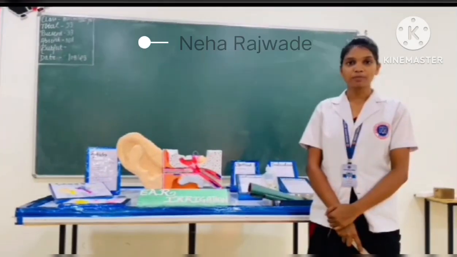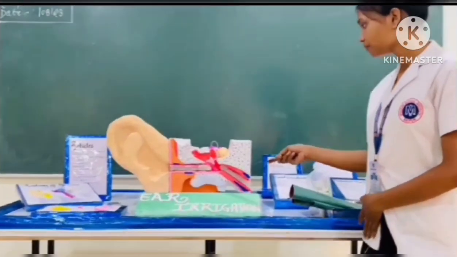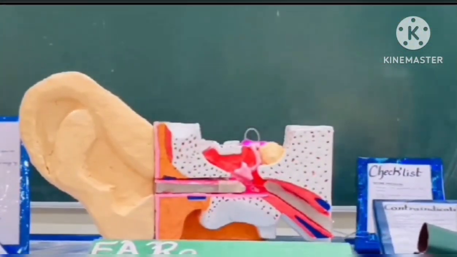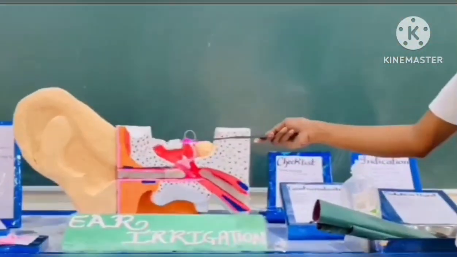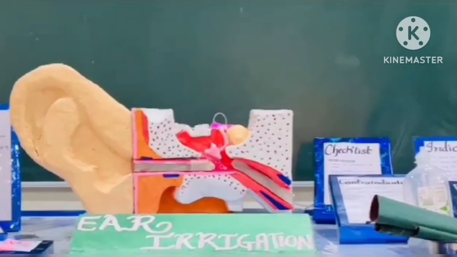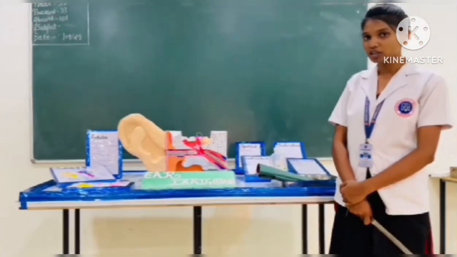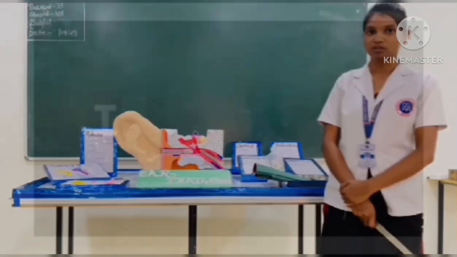Now I am explaining the middle ear. It is the middle part of the ear. It consists of three parts: the tympanic membrane, also called the eardrum; the auditory ossicles, which consist of three bones: malleus, incus, and stapes. Stapes is the smallest bone of our body. And the eustachian tube, which maintains our pressure.